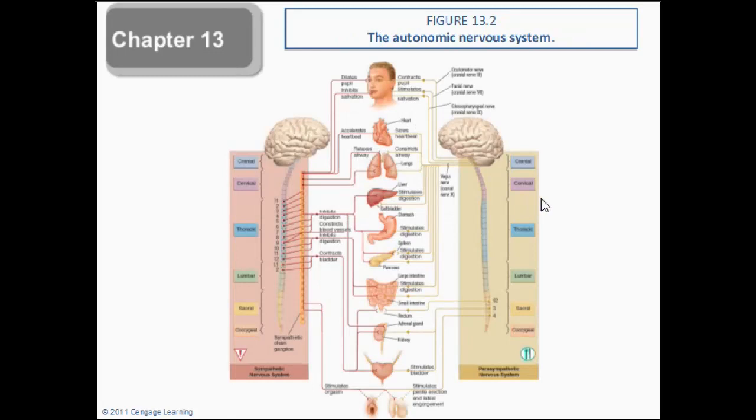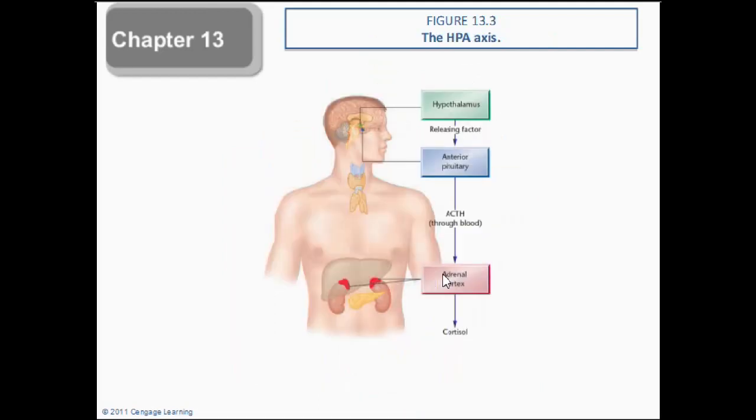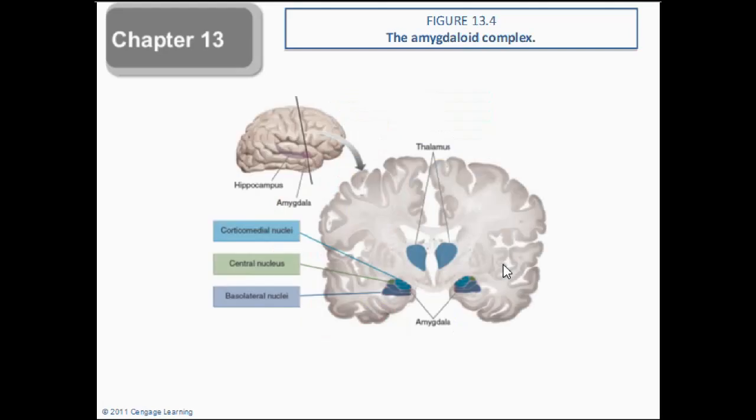This is just a brief overview of the autonomic nervous system, the organs that are affected, the HPA axis, hypothalamus, pituitary, and adrenal cortex, the amygdaloid complex. Notice the thalamus and its location in this brain section.